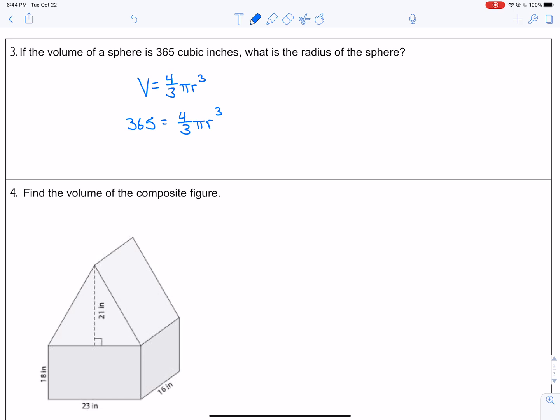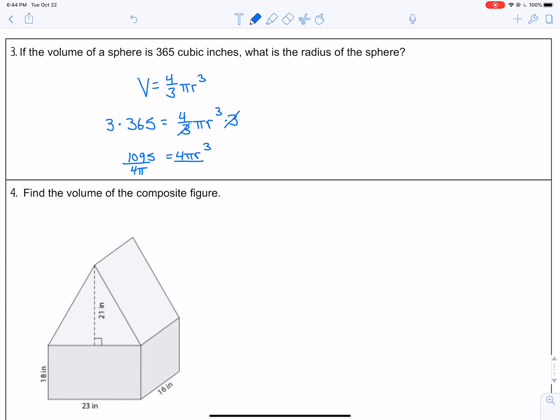So the first thing I would do is multiply both sides by 3 to get the 3 out of the denominator. And that gives me 1095 equals 4 pi r cubed. Then you could divide by a couple things. You could divide by 4, you could divide by pi, or you could divide by 4 pi.